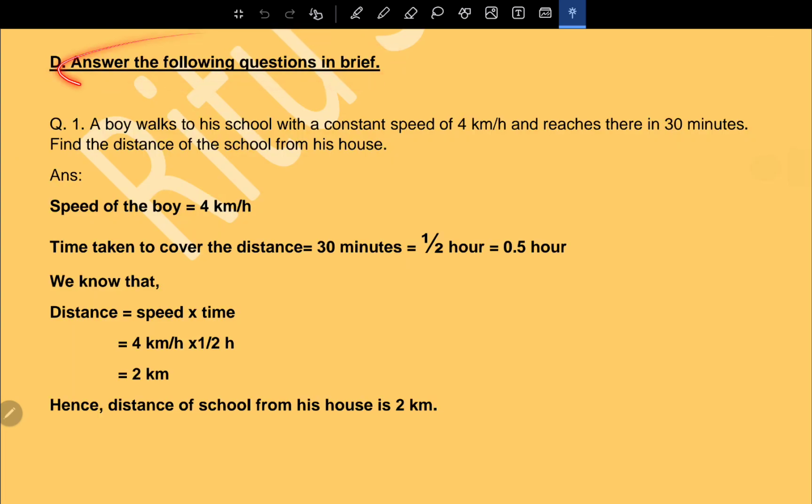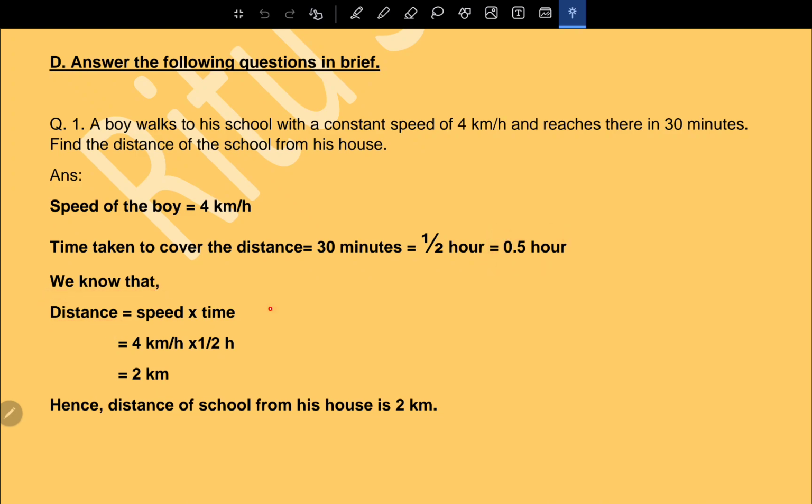Now let's move to the D part. Answer the following questions in brief. A boy walks to his school with a constant speed of 4 km per hour and reaches there in 30 minutes. Find the distance of the school from his house. So speed of the boy is 4 km per hour. And time taken to cover the distance is 30 minutes as it is given. And 30 minutes equal to 0.5 hour. You can write it in decimal form in this way.